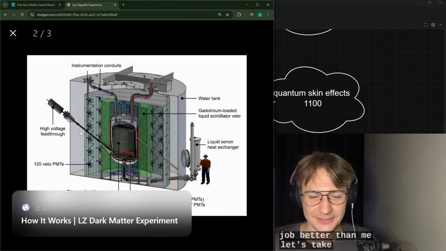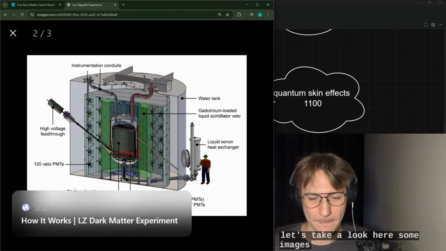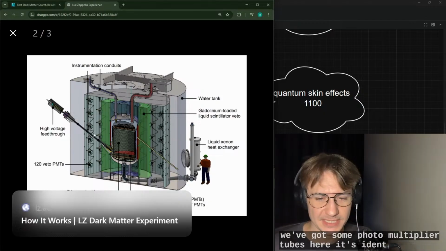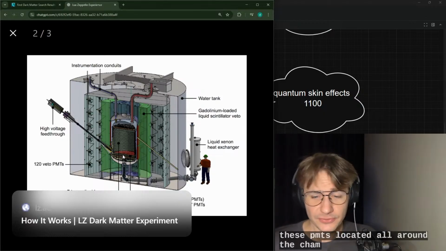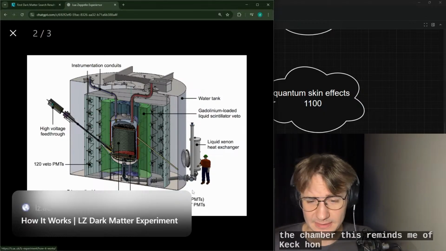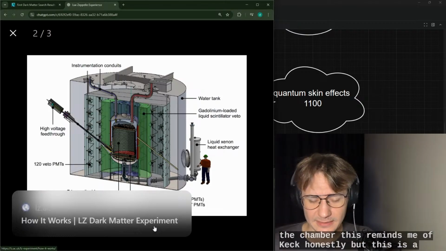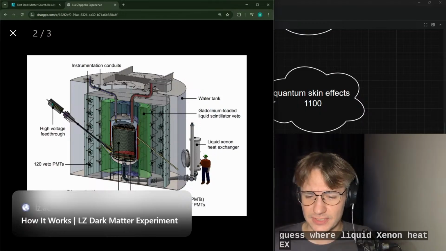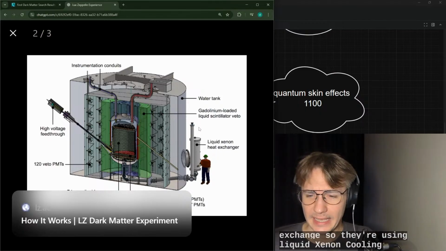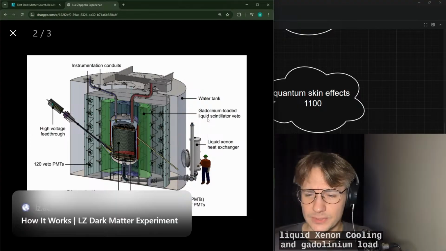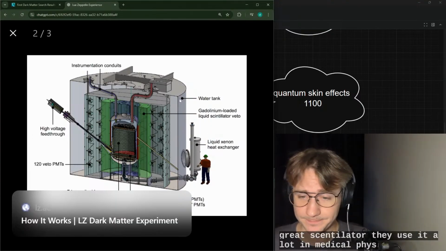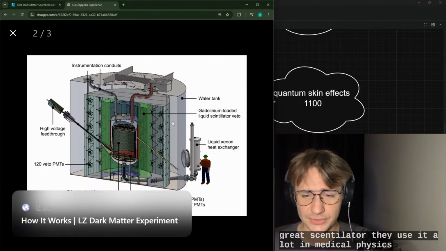Let's take a look here. Some images. We've got some photomultiplier tubes here. It's identifying these PMTs located all around the chamber. This reminds me of Keck, honestly. But this is the LZ dark matter experiment, where liquid xenon heat exchange. So they're using liquid xenon cooling and gadolinium-loaded liquid scintillator. Gadolinium's a great scintillator. They use it a lot in medical physics, where I studied as well.